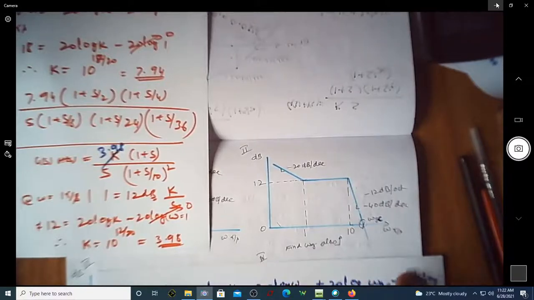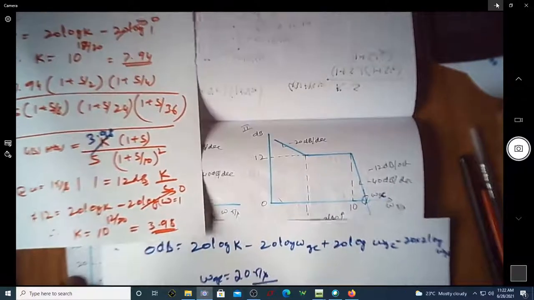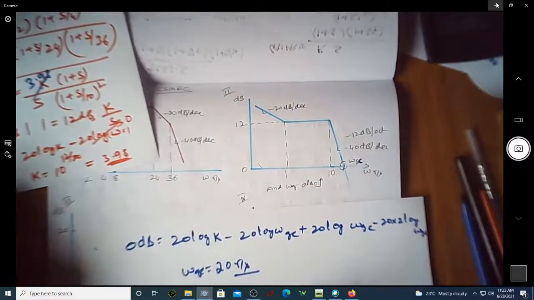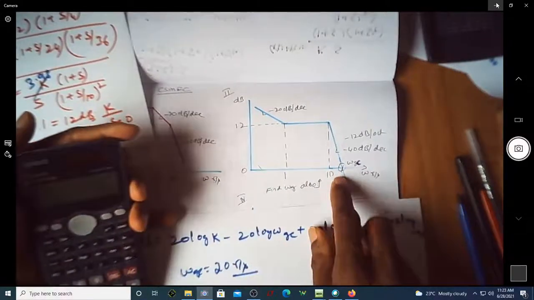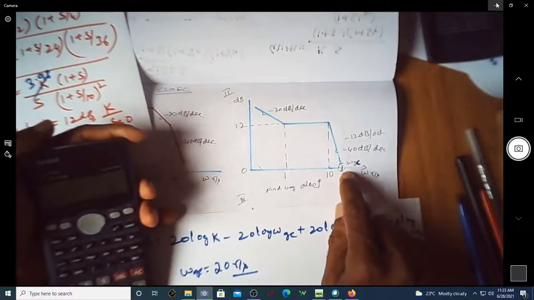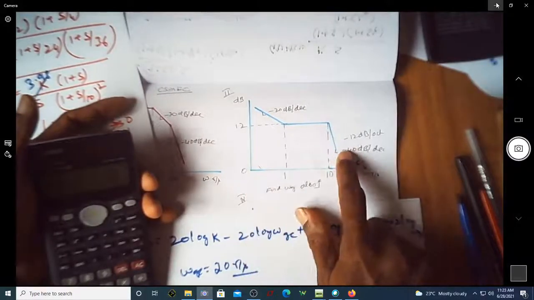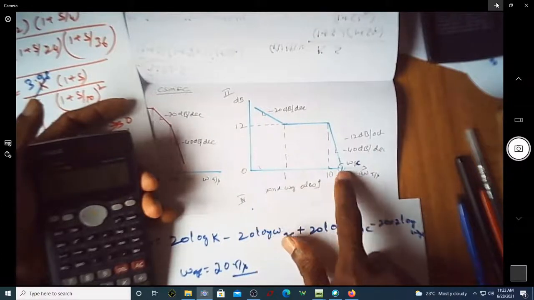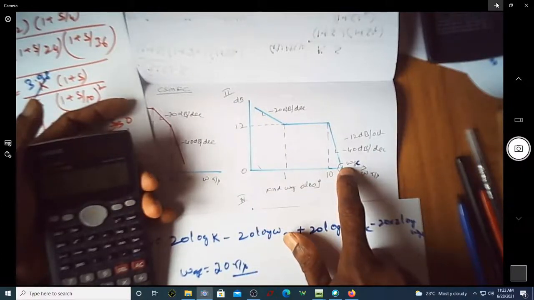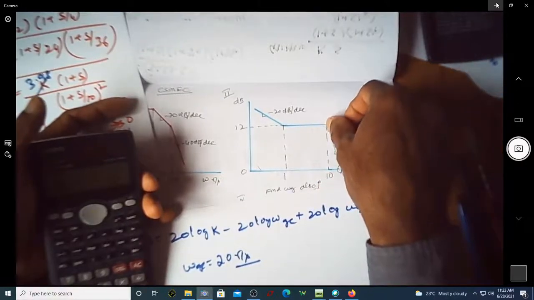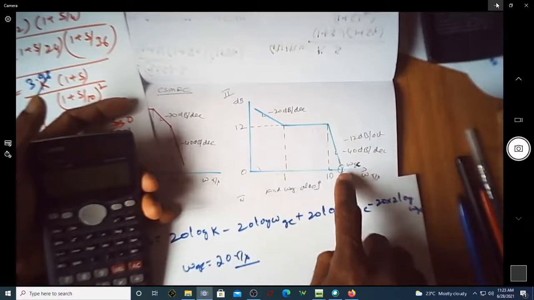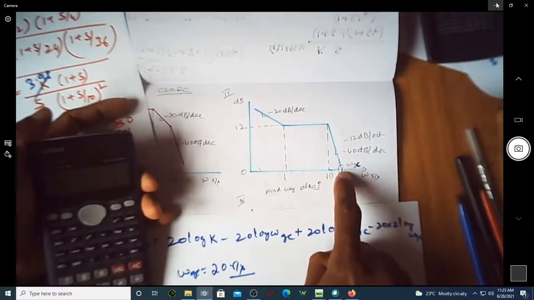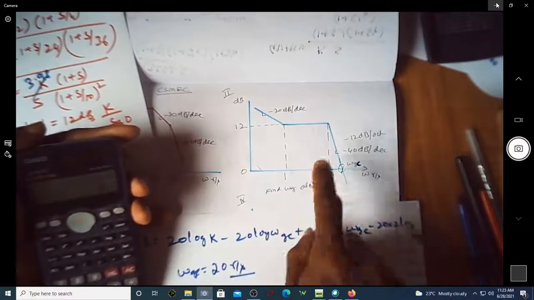So let us try to find out using the equation. Using the equation also, we have to get the same value of omega gc, which is 20 radian per second. I hope you are clear with why it is 20 by graphical observation, because the slope is minus 12 dB per octave. At this point you have 12, at this point you have 0 dB as the magnitude. So from 12 it comes to 0 dB, a drop of 12 dB per octave. Octave means 10 into 2 is 20. So that's why omega gc is 20 by observation.